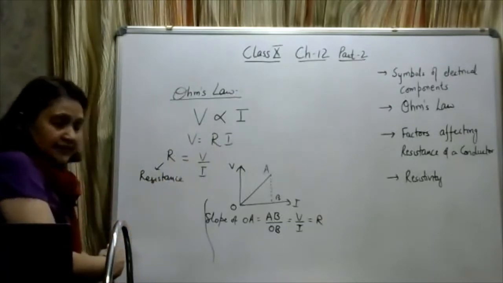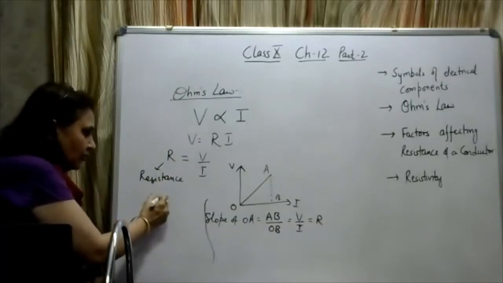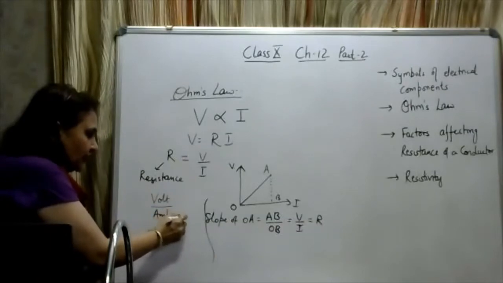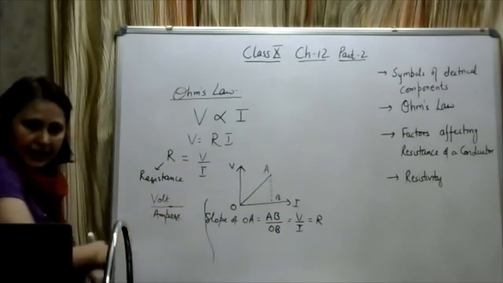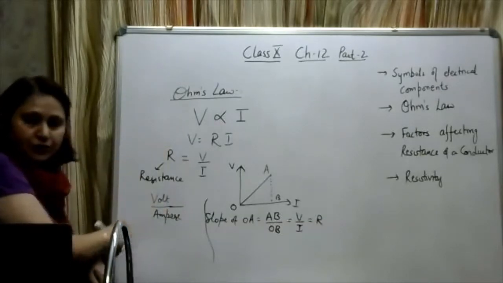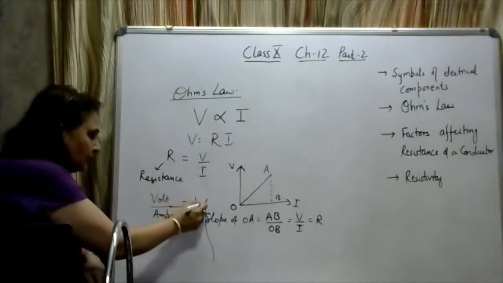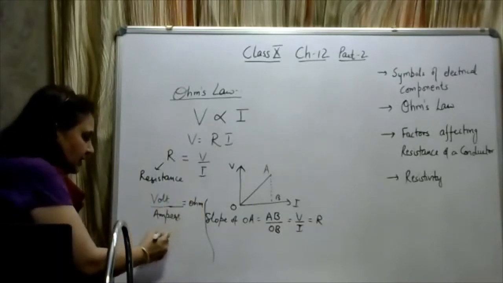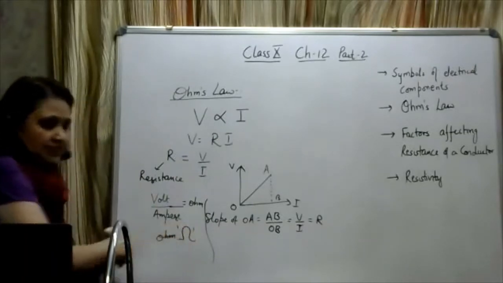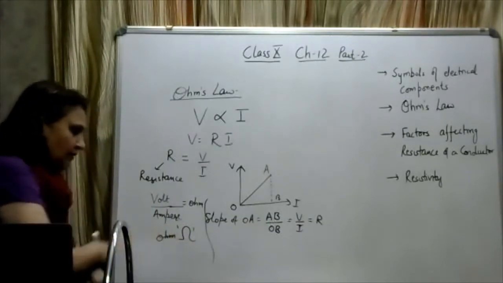Now comes its SI unit. We know that the potential difference has the unit volt and the current has the unit ampere. So the unit of resistance is volt per ampere. In order to honor the scientist Ohm, this unit is taken as ohm. So volt per ampere is taken as ohm, and it is represented by the Greek symbol as shown. This is the symbol for ohm.